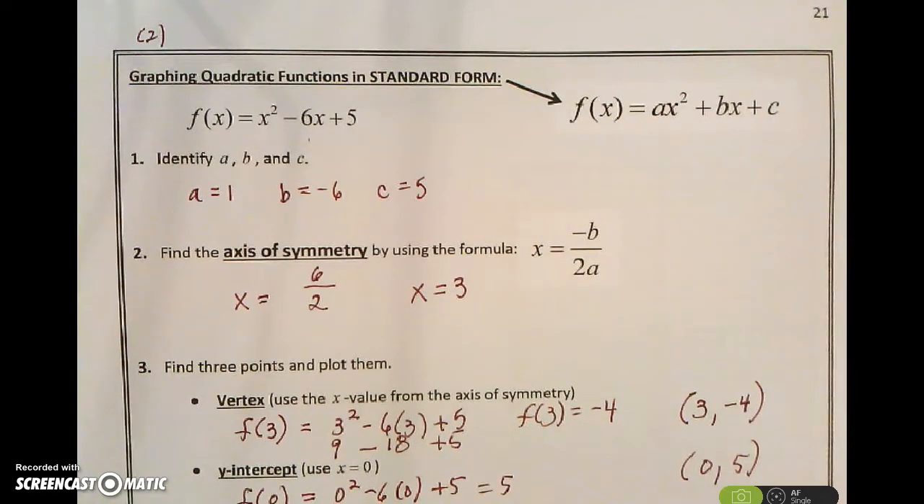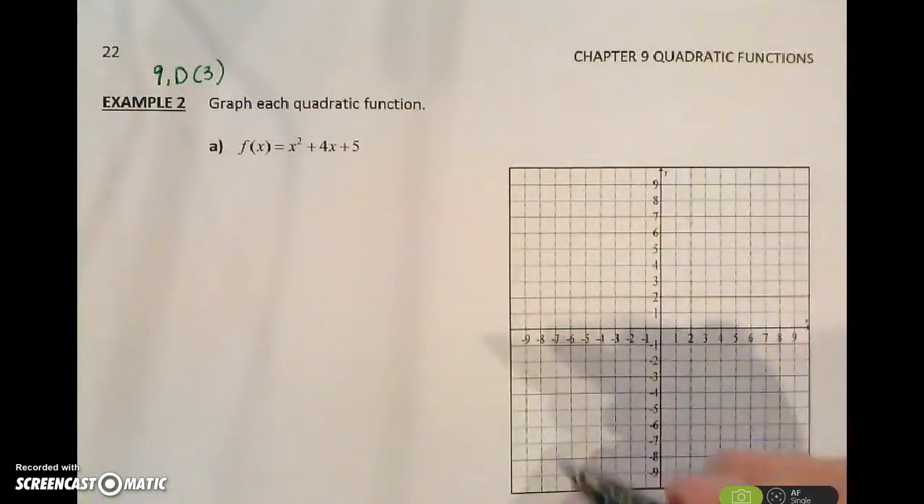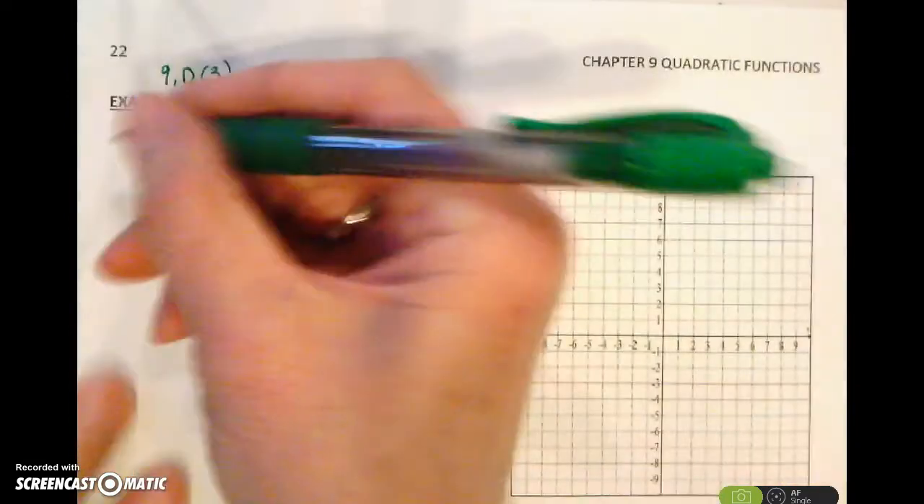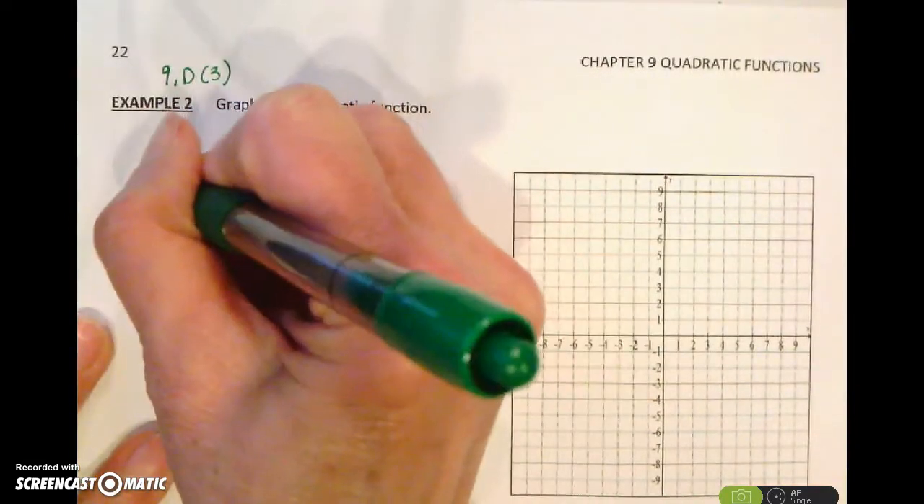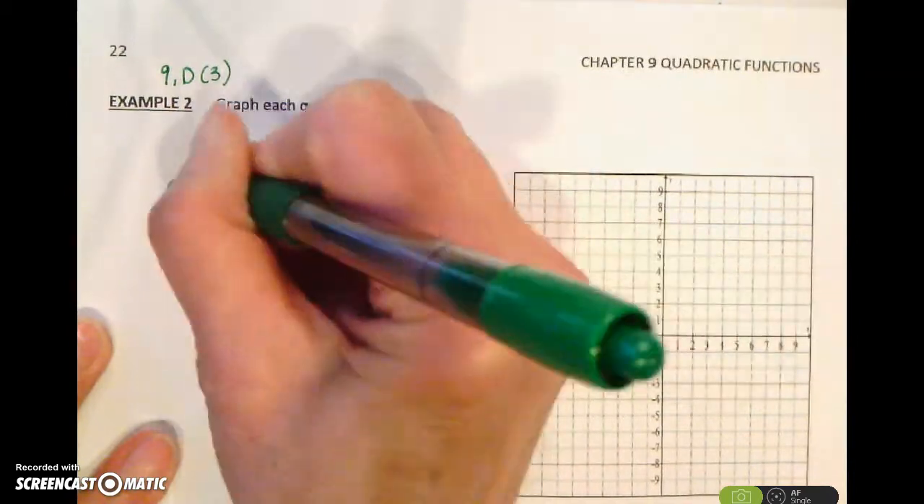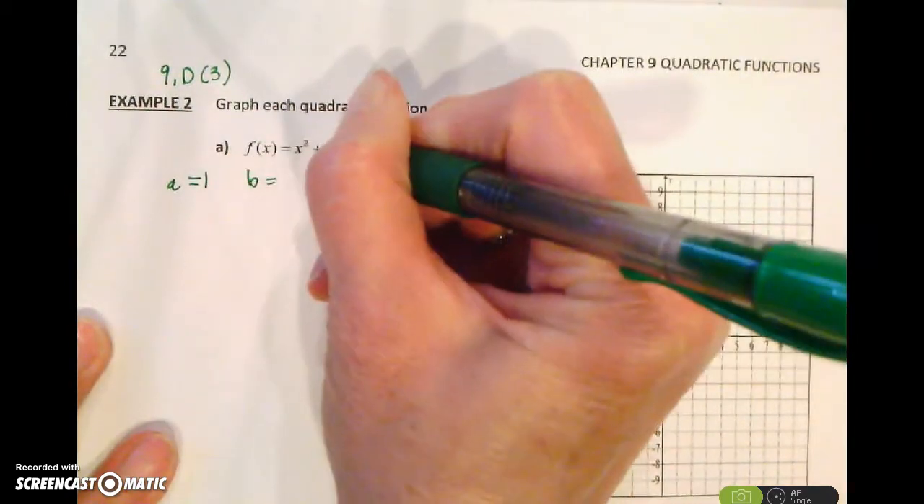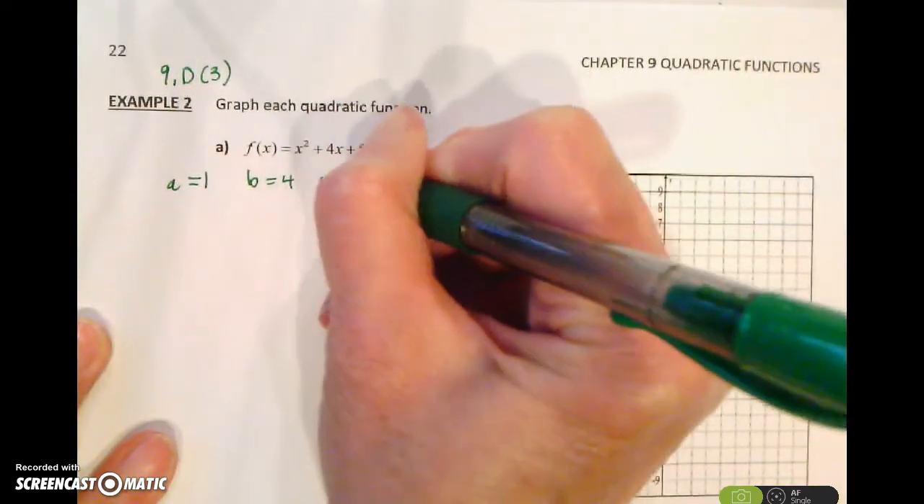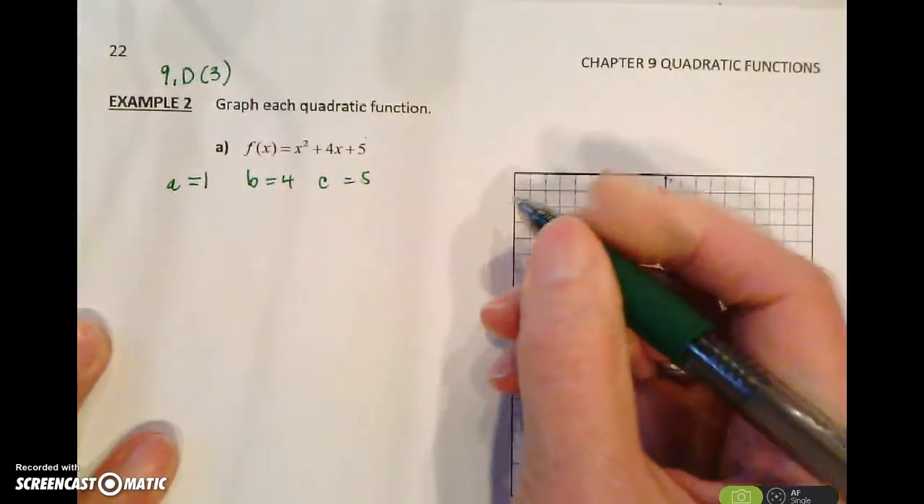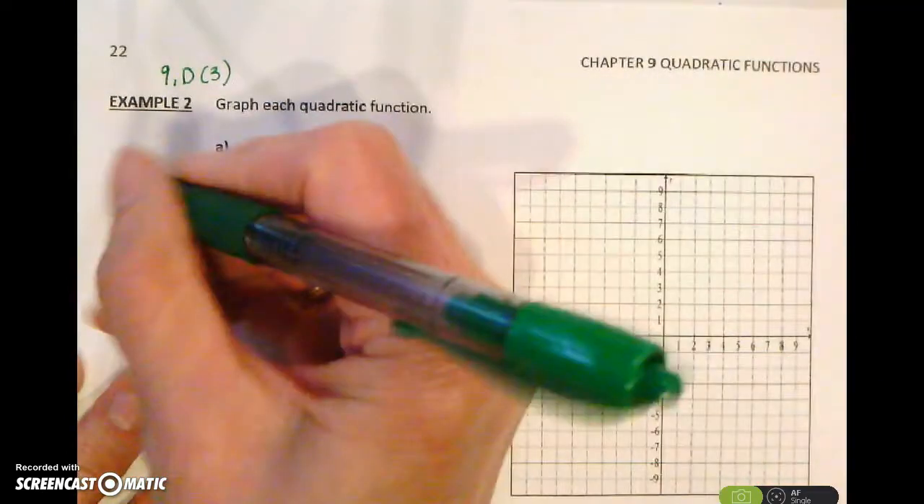We'll be referring back to page 21, where we're graphing quadratic functions in standard form, to get the steps to work example 2. So first we want to know what our A, B, and C is. So we can say that A is the number 1, B is 4, C is 5. We want to know what the axis of symmetry is.